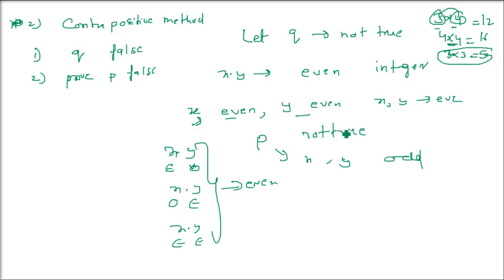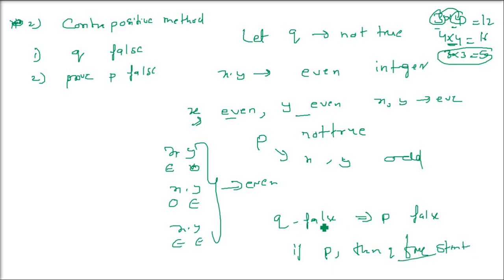That is, when we assume Q to be false, we prove that P is also false. That is, X and Y are not odd integers, they are even integers. So that means this if P then Q is true. If P then Q is true, and we proved it using the contrapositive method. Okay. If P then Q is exactly the same as this one, the contrapositive method.